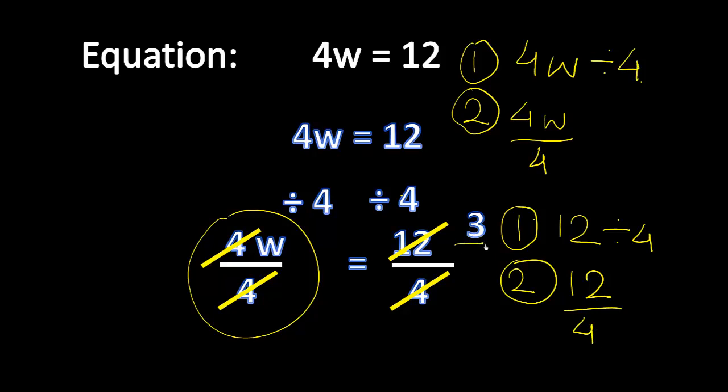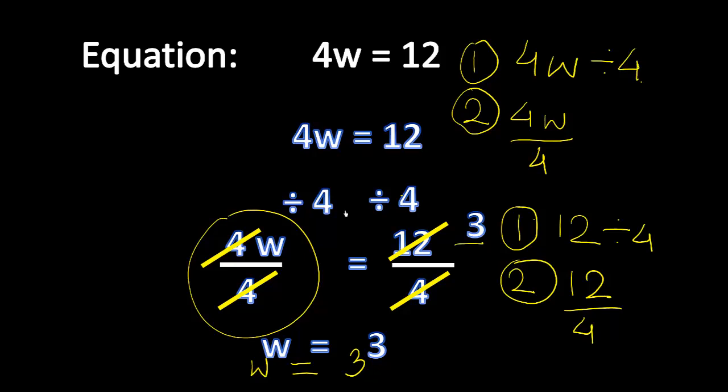Now you might be thinking why this 3 is here. 4 times 3 is equal to 12. Like that. So that's why the 3 comes in the place of 12 by 4. 12 by 4 will be cancelled out and 3 will be left. So over here we have w left, and over here we have 3 left. w is equal to 3. It's just like this. w is equal to 3.